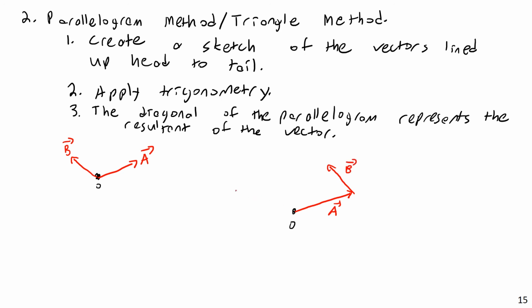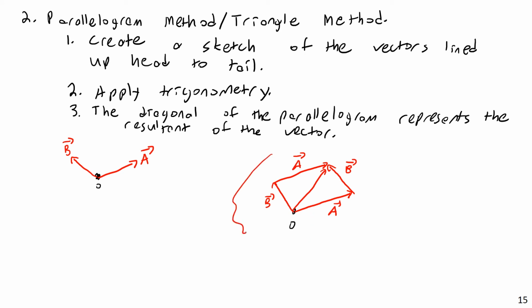And then, what happens if I first put B and then add A? So B here, and then A. So you notice this forms a parallelogram. And the diagonal of this parallelogram represents the net vector, or the summation of these two individual vectors. So again, lining these up head to tail produces the net vector.